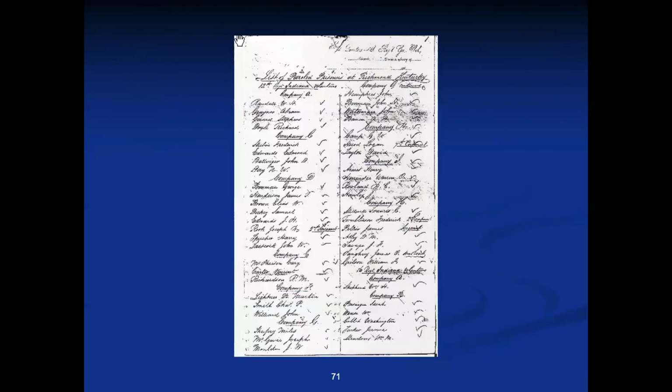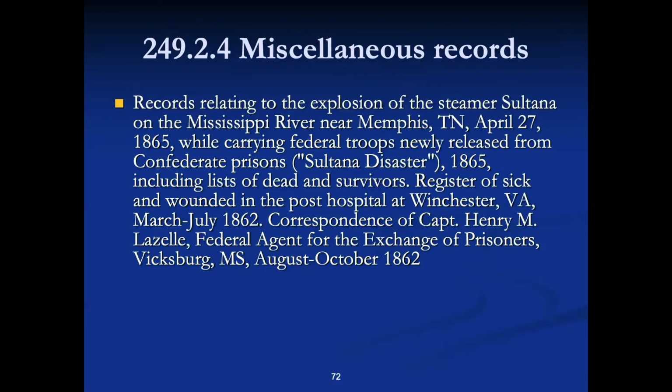Here is a list of paroles from various companies of various regiments captured at Richmond, Kentucky. Then there are miscellaneous records, and this is where you would find information on the steamer Sultana. At some point, I'll talk about the Sultana because we have books on it, and we've been able to track a bunch of people down, and there's a history and all that kind of stuff.